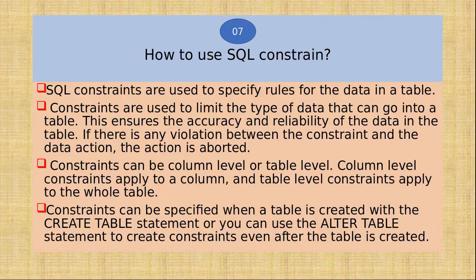Constraints can be column level or table level. Column level constraints apply to a column, and table level constraints apply to the whole table. Constraints can be specified when a table is created with the create table statement, or you can use the alter table statement to create constraints even after the table is created.